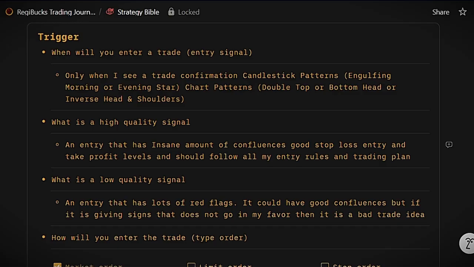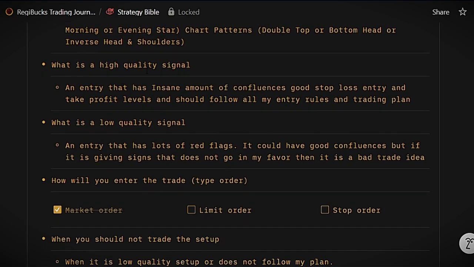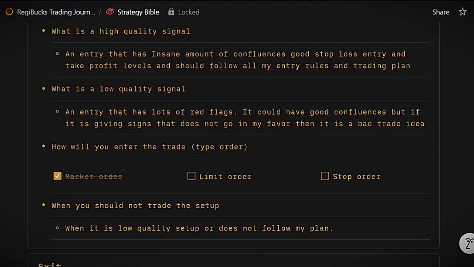Now what is a high quality signal? An entry that has an insane amount of confluences, good stop loss, entry and take profit levels, and that follows all my entry rules and trading plan. What is a low quality signal? An entry that has lots of red flags. It could have good confluences, but if it is giving signs that it does not go in my favor, then it is a bad trade idea.